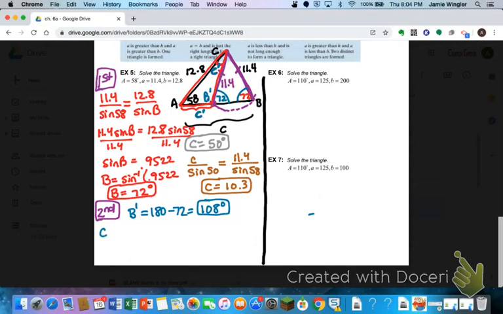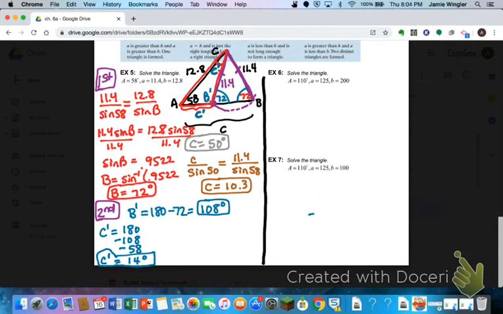To find angle C prime, we're going to do 180 minus 108 minus 58. If you get an answer here, you can have another triangle, and that ends up being 14 degrees. So angle C prime is 14 degrees, which means we have a second triangle. If you get an answer there that's negative, then you can't draw a second triangle.